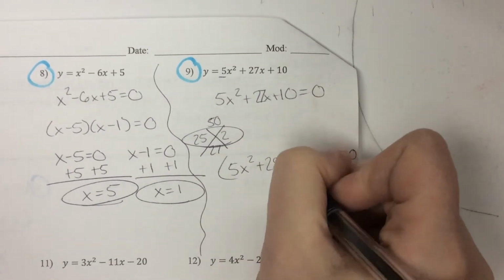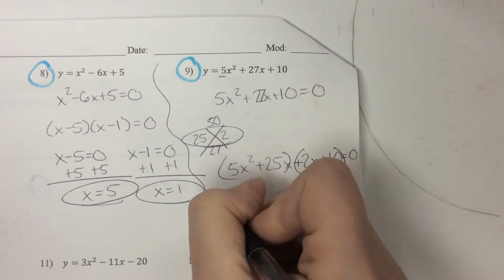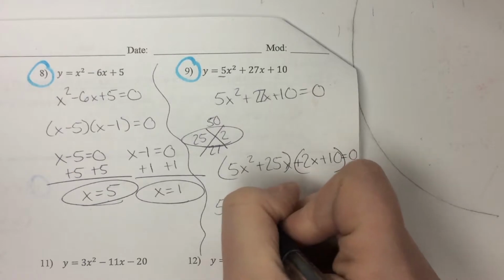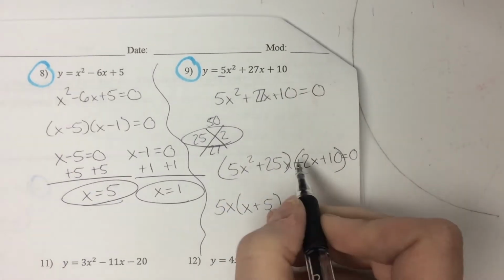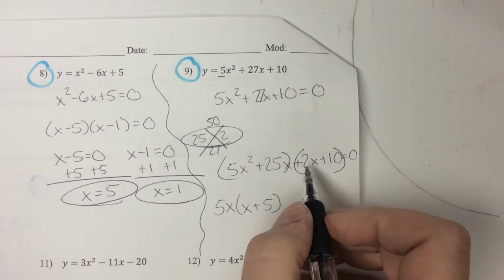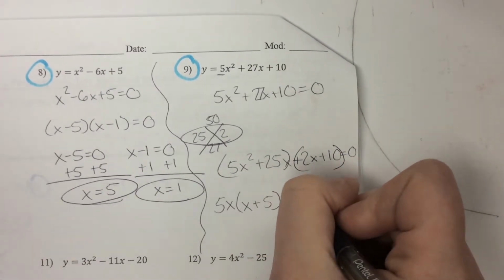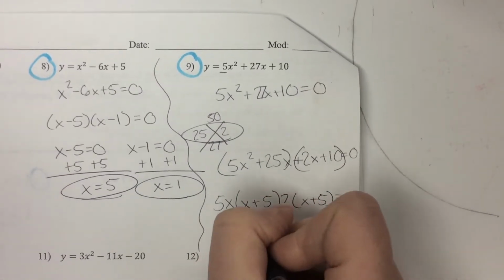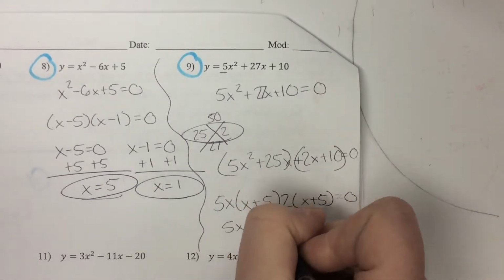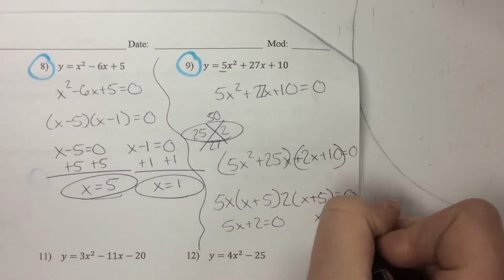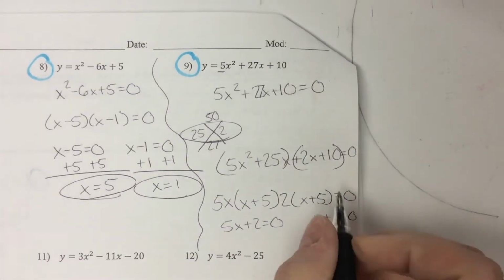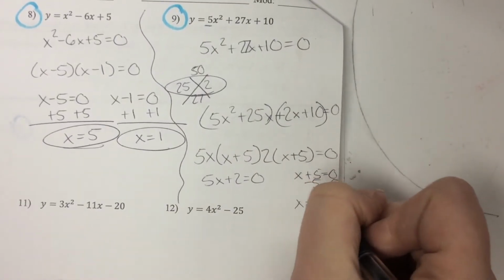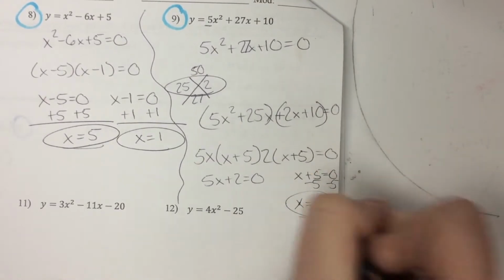So group the first two, group the last two. 5x can be factored out of those two terms. We have x plus 5. In the second group, I can take out a 2, and we have x plus 5, still equal to 0, always equal to 0. 5x plus 2 equals 0, and x plus 5 equals 0. This second one over here is easy to solve. Just subtract your 5. x equals negative 5 as one of our answers.